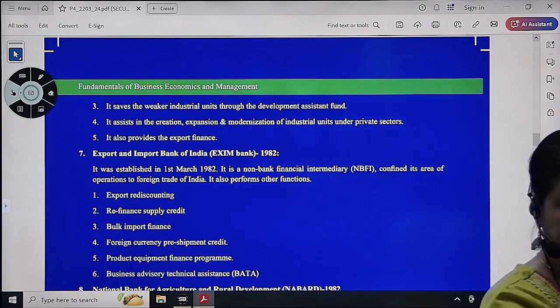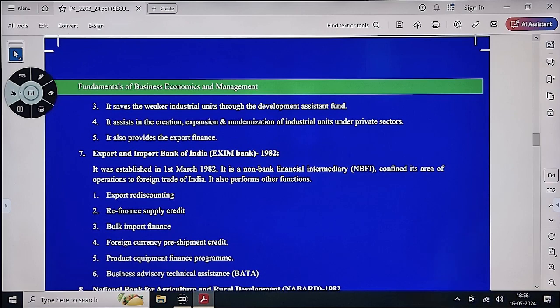Fine then. So today we have discussed the agency and general utility functions of commercial banks. Then central bank, the establishment year of the central bank. And what is the full form of IDBI? What is the full form of SFC? State. Okay, fine. Thank you so much.